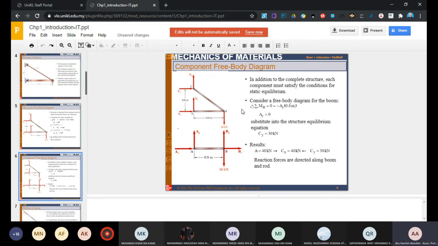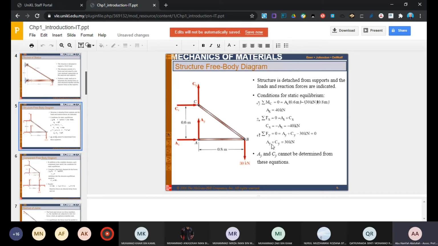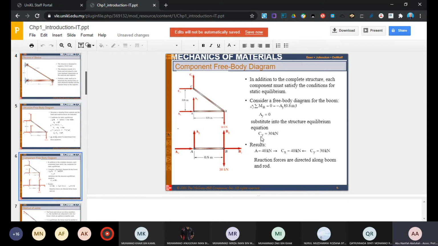So for B, we have 0 equals minus Ay times 0.8, so Ay will be 0. When Ay is 0, going back to the equation, Cy becomes 30. So you can see here Cy is 30. As Ay is 0, Cy is 30. So we got all the forces required: Cy, Ay, and Ax.